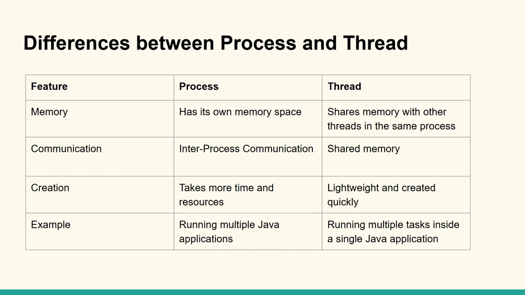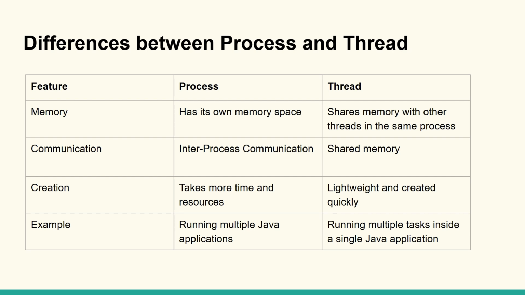If we talk about a process, a process is a running instance of a program. Each process has its own memory space and resources, whereas a thread is a subset of a process. Multiple threads share the same memory but execute different parts of a program. With this, we can conclude that a process has its own memory space, whereas threads share memory with other threads in the same process, which means inter-process communication is expensive, whereas for threads it is easier because they share the same memory space.